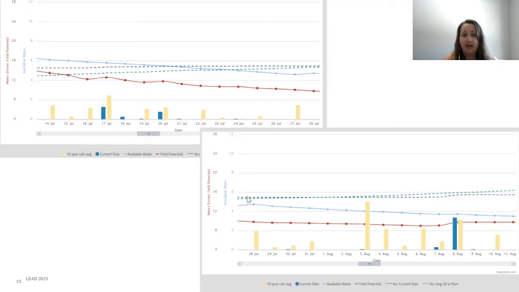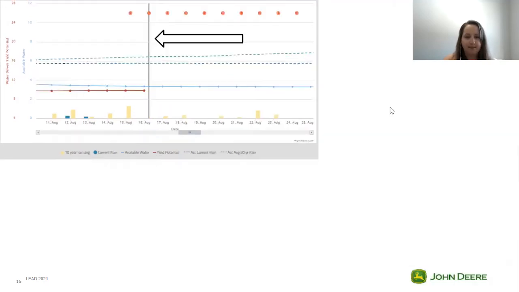As we head end of July into August, again, hardly any rainfall recorded, and our 30-year average accumulated rain has now surpassed our current. A small rainfall on August 8th had a little bit of a bump in the water-driven yield potential and tightened up our accumulated rain a little bit, but did not have a significant impact.